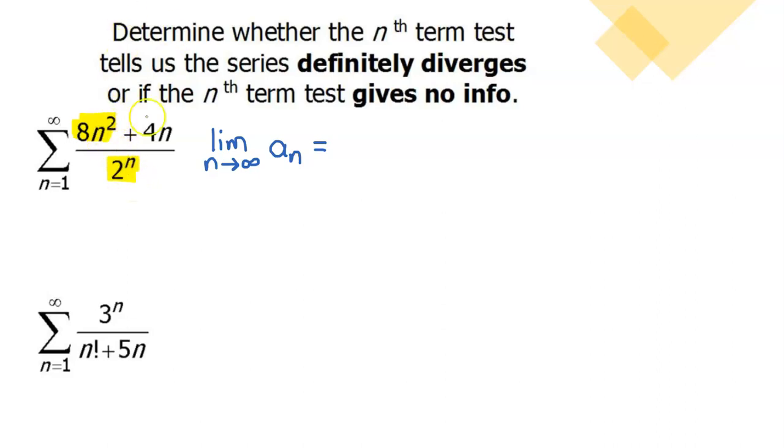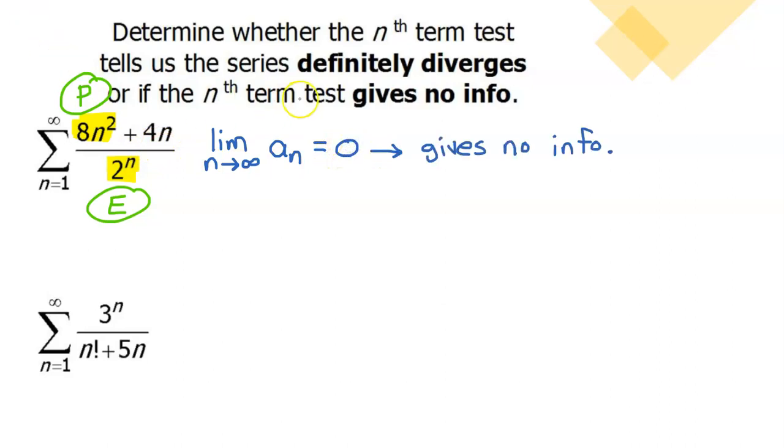So in the numerator, we have a polynomial expression, while in the denominator, we have an exponential expression. Exponential grows faster than polynomial, so that means the denominator is getting bigger and bigger compared to the numerator. Therefore, the overall value of the fraction is getting closer and closer to 0. But according to the nth term test, the fact that the limit equals 0 gives no information.